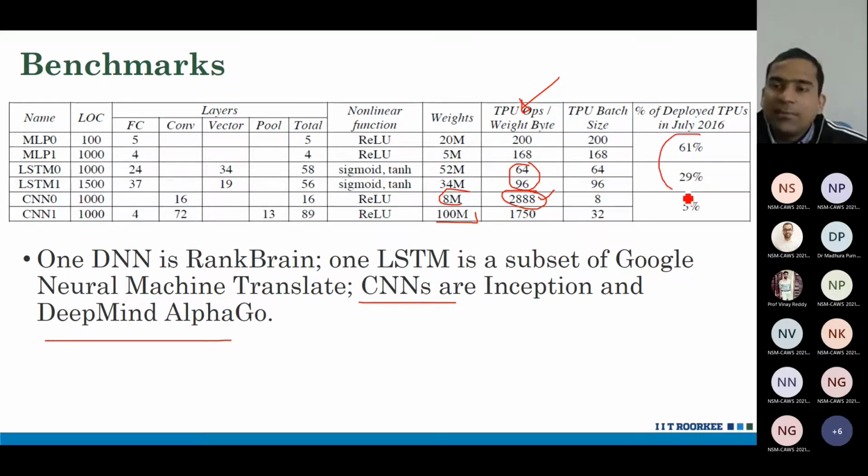And here, how many of the deployed TPUs run these workloads? Very few run CNN. So at least at that time, CNNs were not so popular, at least in Google's data centers. And here, these are the nonlinear functions used: sigmoid, tanh. These are the total number of layers, and the number of lines is not very large. These are somewhat small programs.